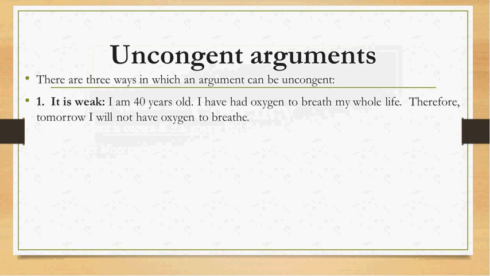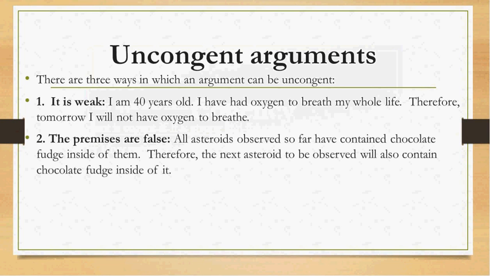So here's an example of that. I am 40 years old, I have had oxygen to breathe my whole life, therefore tomorrow I will not have oxygen to breathe. Okay, as we saw in our last video, this is a weak argument. And so because it is weak, it is not cogent, because we do need the argument to be strong and the premises to be true in order for the argument to be cogent. The second way in which an argument can be uncogent is if the premises are false. And that's what we have in this other example.